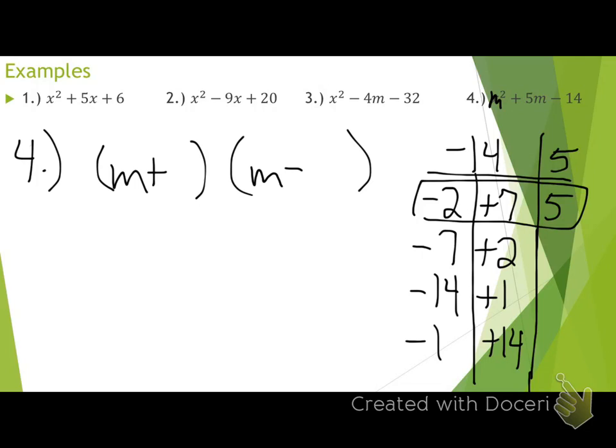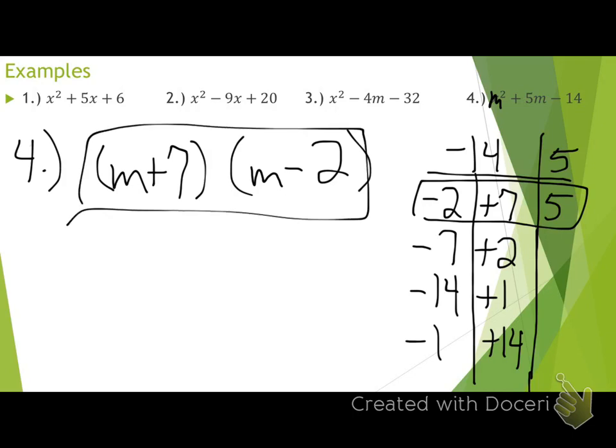Does it matter where I put these numbers in my parentheses? Yes, it does. If they have different signs, it does matter where you put them. So what goes with my M plus? 7. And then I get M minus 2. There's my answer. Questions on it?